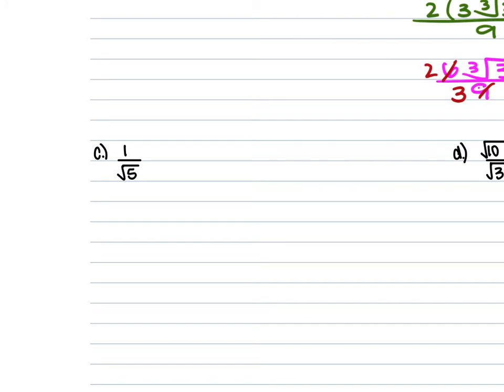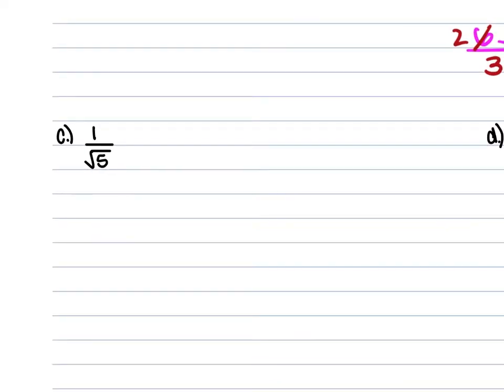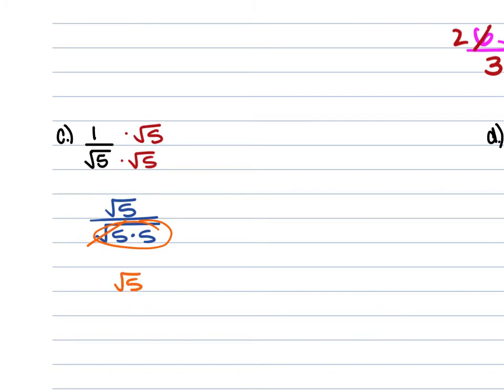So example 4C, we have 1 over the square root of 5. And again, we are rationalizing these denominators. In order to do this, think, what's my index on that square root of 5? It's an invisible 2, so I need 2 of the same square roots on the bottom in order to cancel that radical out. What I do to the bottom, I must do to the top as well. So this gives us the square root of 5 over the square root of 5 times 5. We have 2 5s there, so that radical cancels out. And we have the square root of 5 over 5.